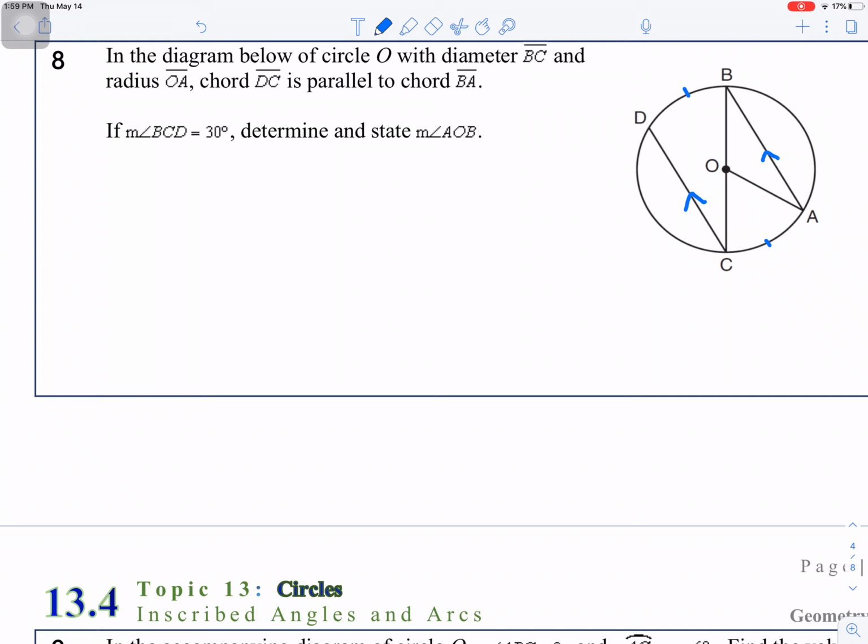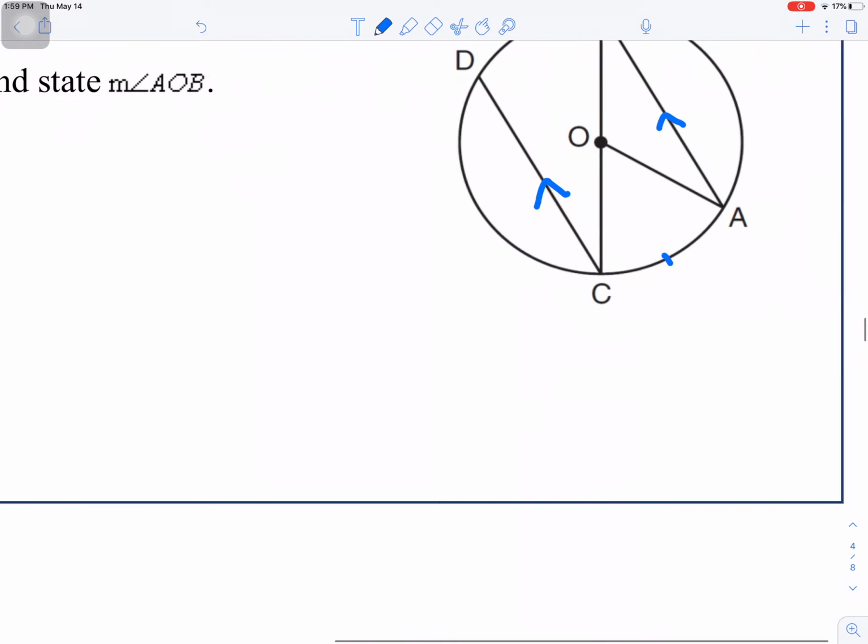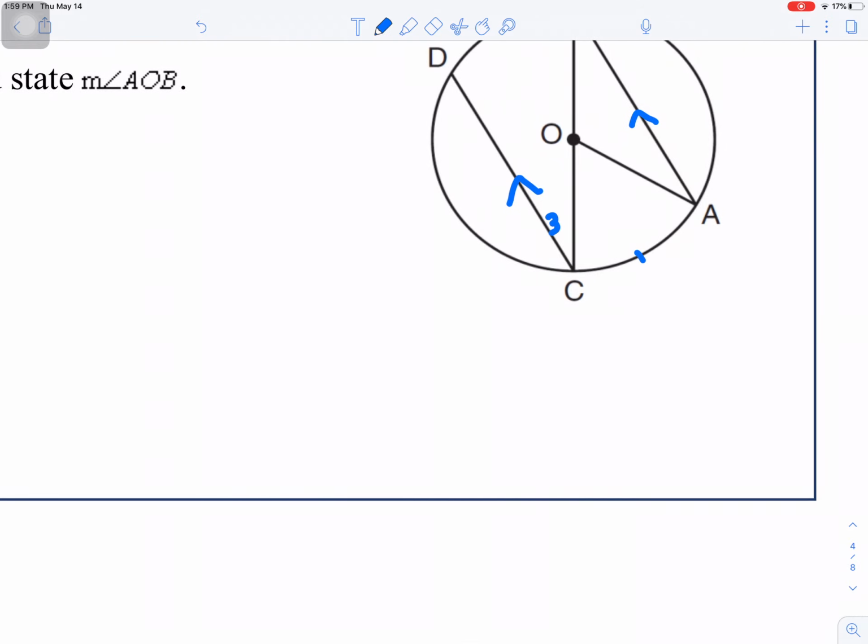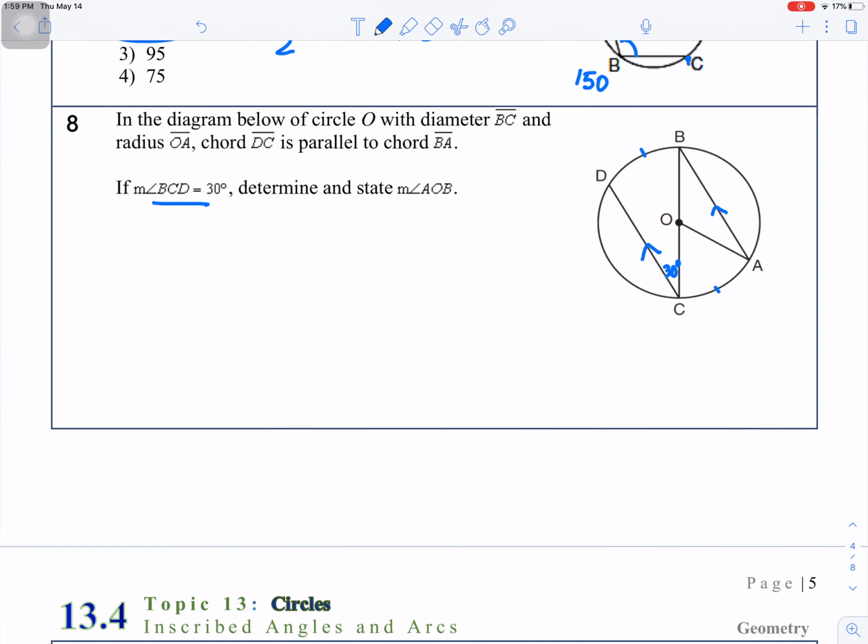The measure of angle BCD is 30. I have to find that angle, BCD. That's over here. 30. Okay. Determine and state the measure of angle AOB. We want this angle. This is what we're trying to find out.